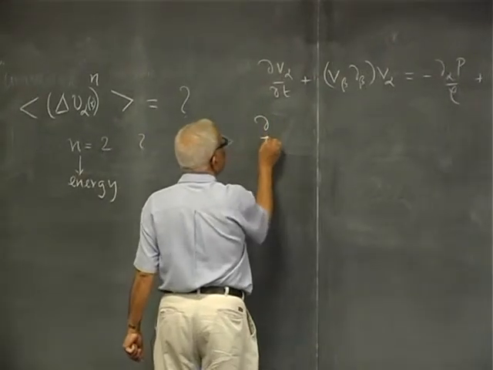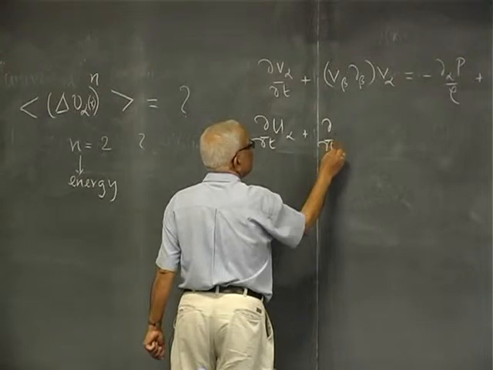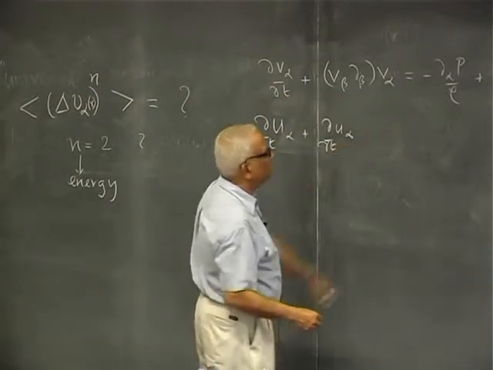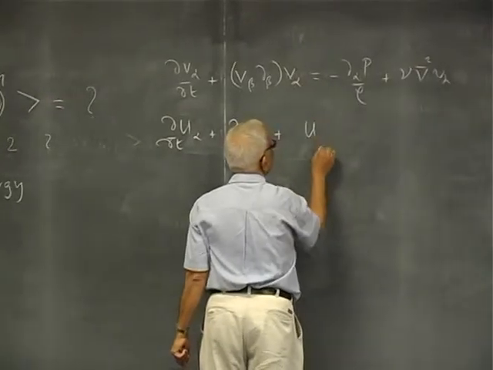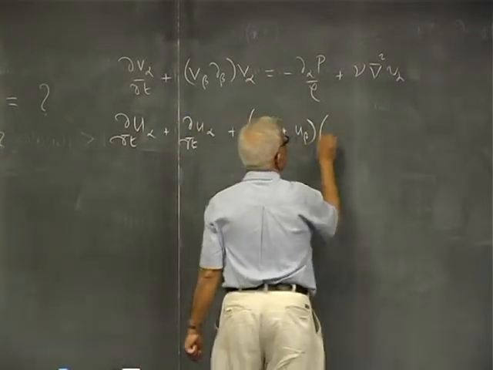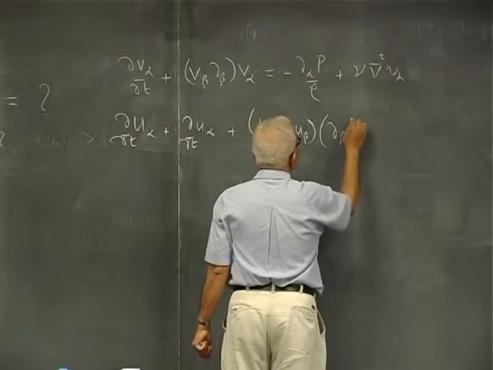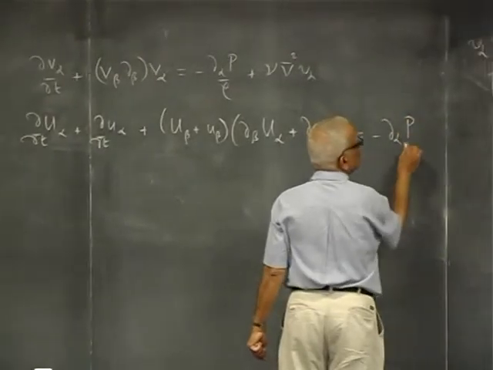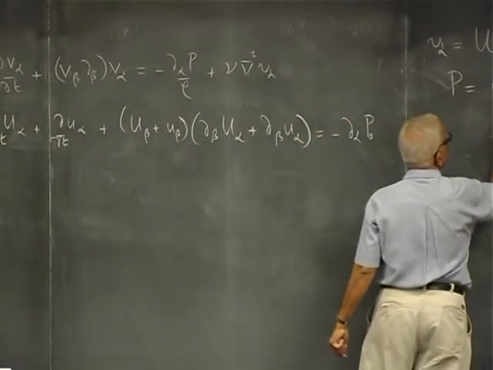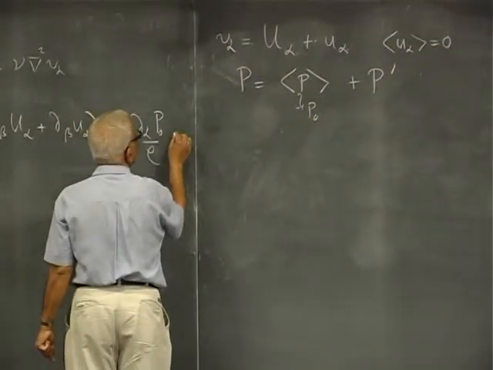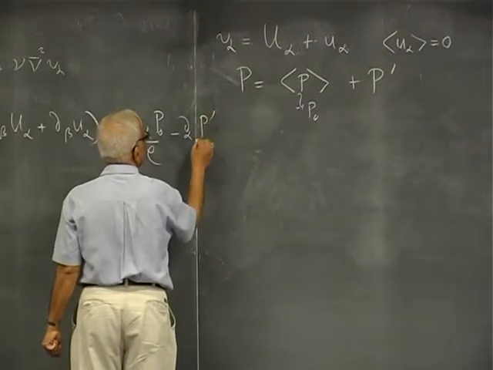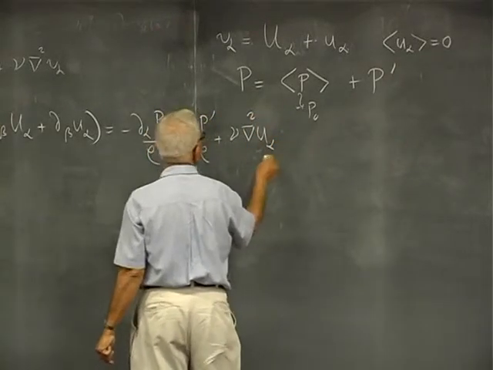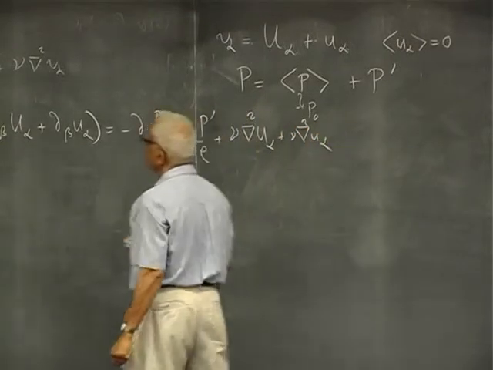So you do del del t of U alpha plus del del t of u alpha, that's the mean, just substituting this, and there would be a bunch of terms over here: U beta plus u beta, del beta, U alpha plus del beta u alpha, equal to minus del alpha p0 over rho minus del alpha p prime over rho plus nu del square U alpha capital plus nu del square u alpha small. Take averages.